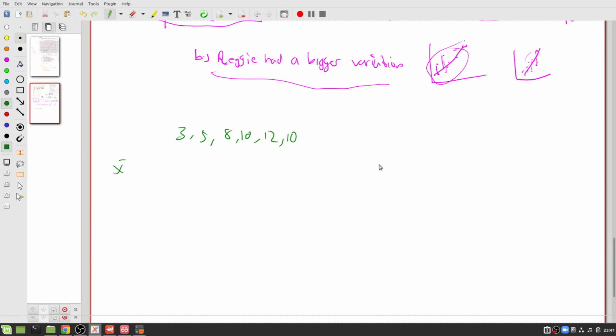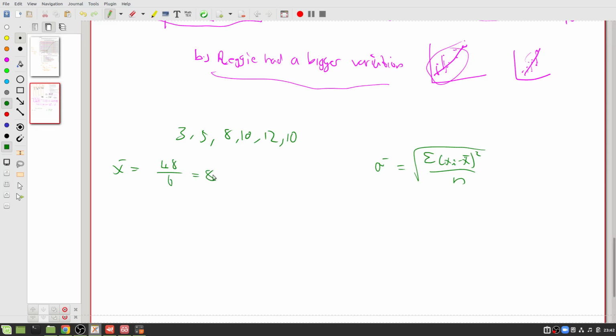Okay, so if we want to calculate the average, we need the average first before we can do the standard deviation, right? Standard deviation formula is the sum of the xi minus x bar squared over n, and we take the square root. All right, so x bar, we need to add everything together. 3 plus 5 is 8, plus 8 is 16, plus 10 is 26, plus 10 is 36, plus 12 is 48. 48 over 1, 2, 3, 4, 5, 6. Over 6, so that gives 48 divided by 6 is 8.